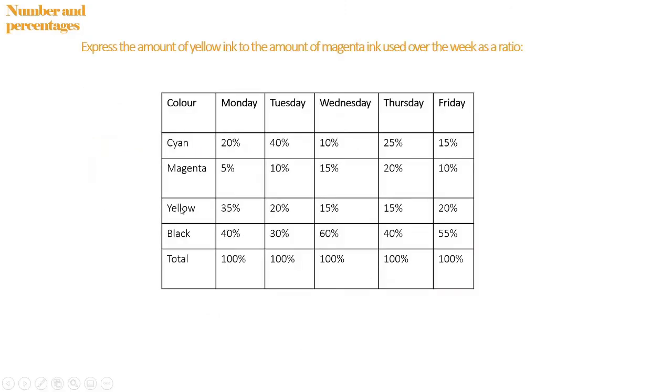Okay, so express the amount of yellow ink to the amount of magenta ink used over the week as a ratio. Okay, so we're going to look at ratios now. So this could be part B of the same question. Okay, so again, I'm going to flip-flop between the two so you can see what's going on.